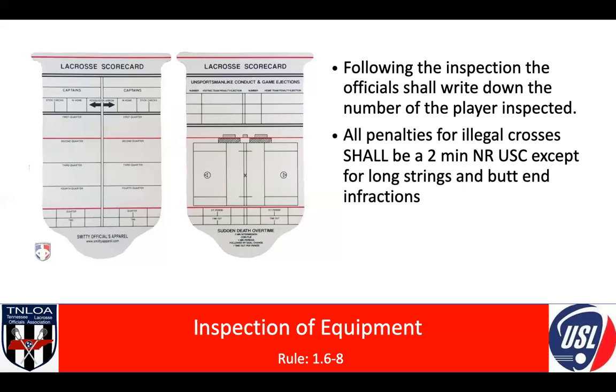Also, for all stick penalties, the player can fix the cross and return it to play. It no longer stays at the table for the entire game. So if a player's cross is found to be illegal, you assess him a 2-minute non-releasable unsportsmanlike penalty, and then give him that 2 minutes in the box to fix his stick, and he can come right back in. The stick is not taken away from him anymore.